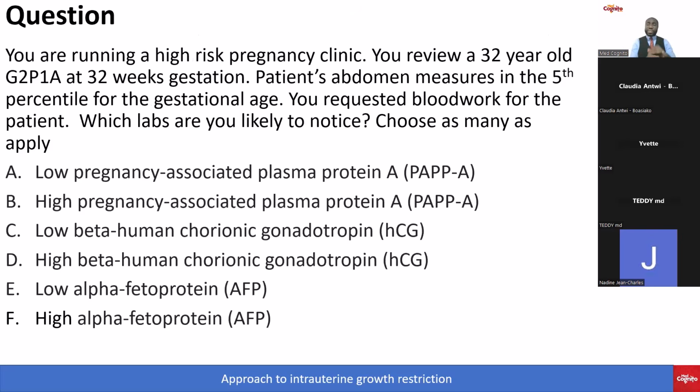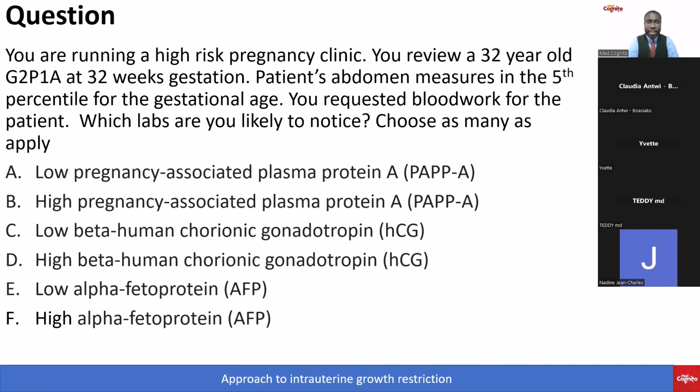I want somebody to read this question as well for us. You are running a high-risk pregnancy clinic. You receive a 32-year-old G2P1A at 32 weeks gestation. Patient's abdomen measures in the 5th percentile for the gestational age. You requested blood work for the patient. Which labs are you likely to notice? Choose as many as apply. Okay, good. Please continue.